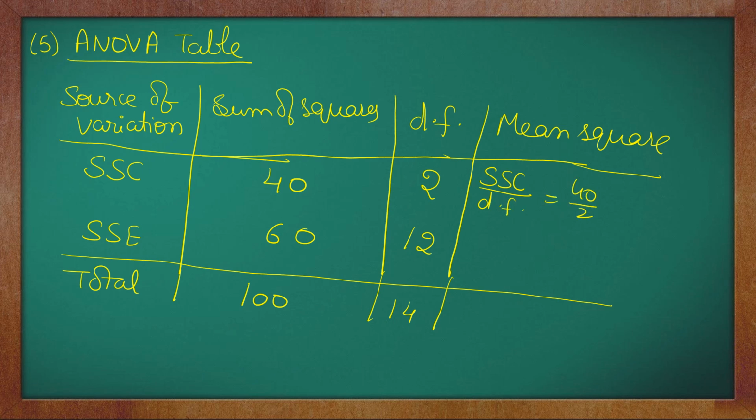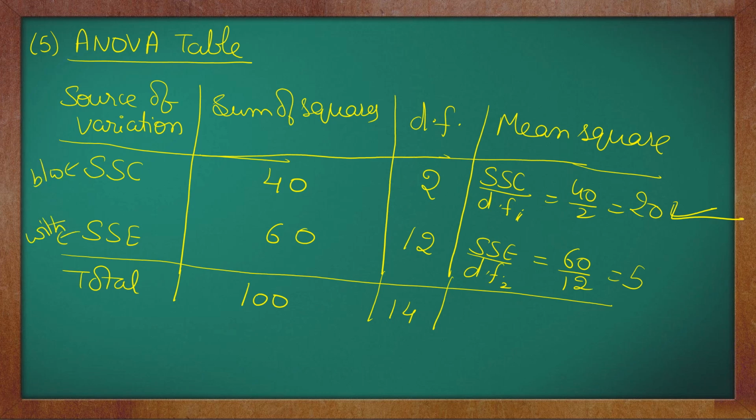Mean square means SSC divided by the first degree of freedom. 40 by 2, which is 20. And this is SSE by the second degree of freedom. 60 by 12, which is 5. So we got the first value between samples and this is within samples. So we got 20 and 5.